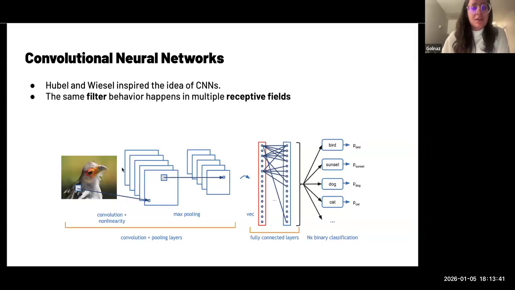Those experiments inspired the idea of CNNs. Seeing how the brain processes visual information could give inspiration to designing tools that can process information in kind of the same way.